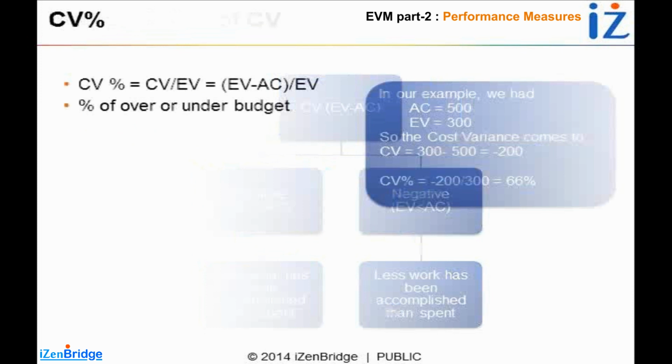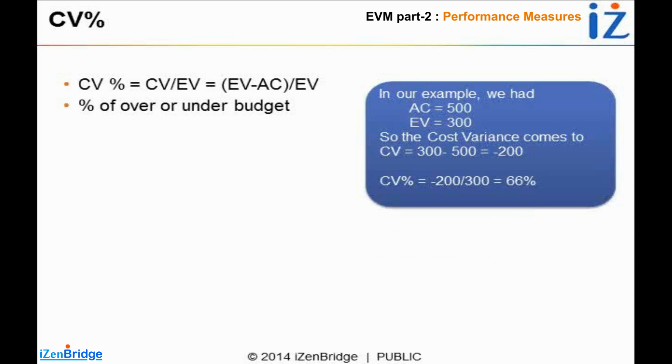It can also be looked at in percentile terms. Cost variance percentile is cost variance divided by earned value. So it's the percentage over or under budget. If you want to know by what percentage we are over budget at this point in time in this project, we are over budget by 66%. So we need more money. If we look at this particular variance, we need 66% more money if the trend remains like this.